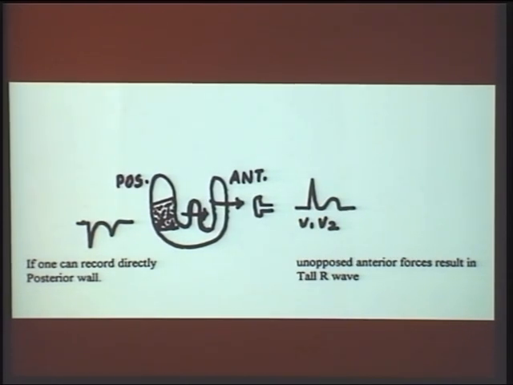wave in V1. So in all inferior wall infarctions, everybody will be looking at the inferior leads to diagnose inferior wall infarction. You must do what? You must look for what others will miss. Others will miss posterior wall infarction. You must immediately go and look at V1. If V1 shows a tall R wave in the presence of inferior wall infarction, what do you infer?